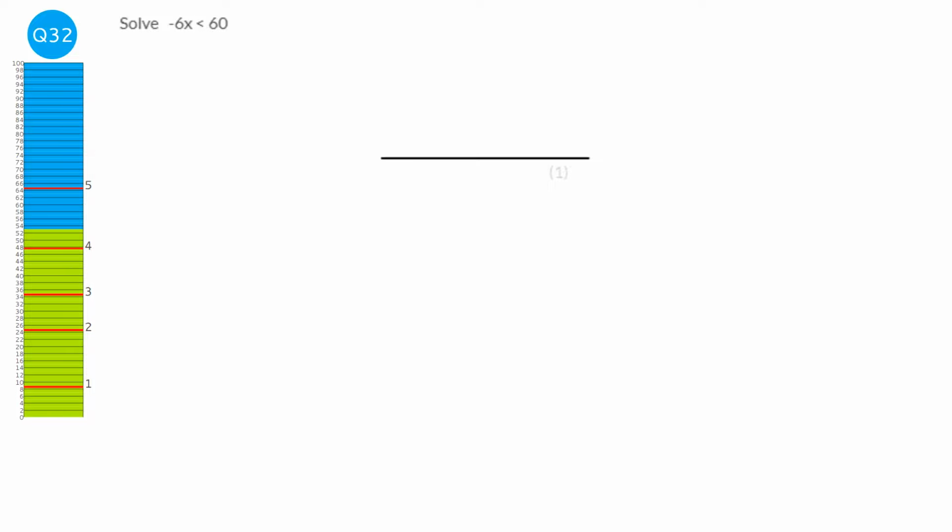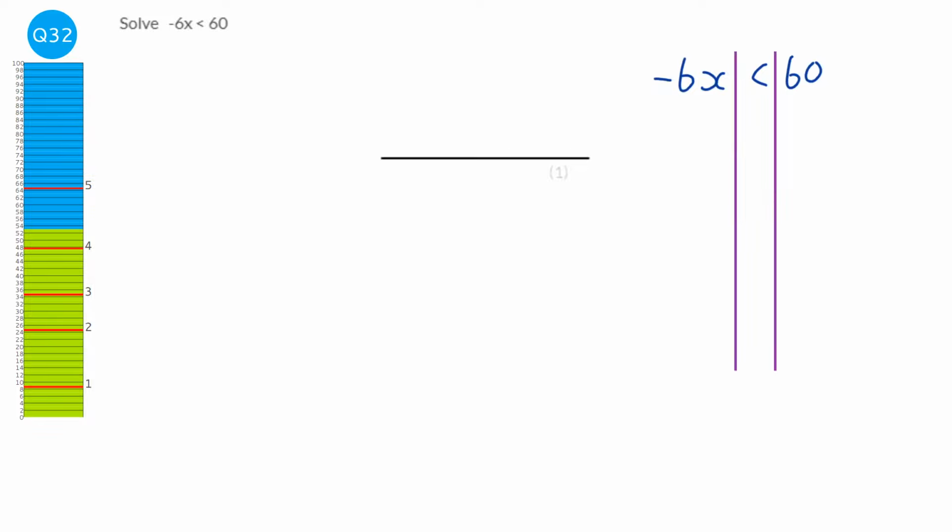Okay, so we're going to start by writing this out a little bit bigger, give us a bit more space. So it's minus 6x is less than 60. And we're going to do our tram lines down. And we're going to start by dividing both sides by minus 6, because that's what this is doing. It's timesing the x by minus 6. So we're going to divide both sides by minus 6. So that gets rid of the minus 6 on the left hand side. And it's going to be 60 divided by minus 6, which will be minus 10.